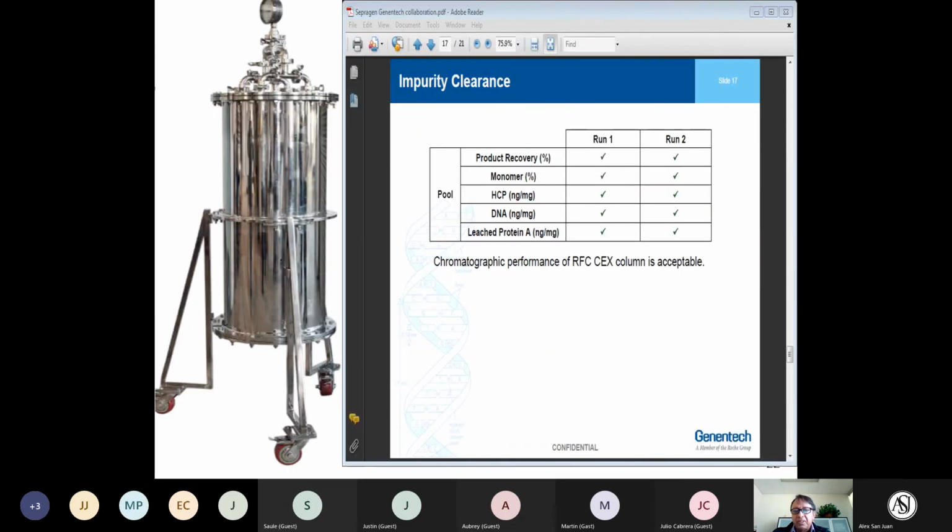So this, of course, is the corollary to the last slide that I showed you, where they took out all the actual data, but they said that the product recovery, monomer, HCP, DNA, and leached protein A were all within their acceptance or quality limits for batch acceptance when the process was done with radial flow columns.